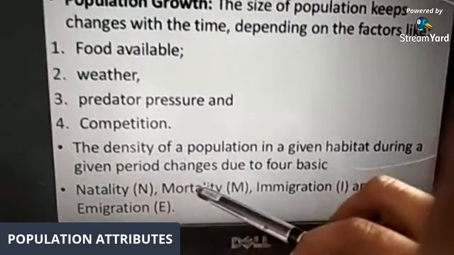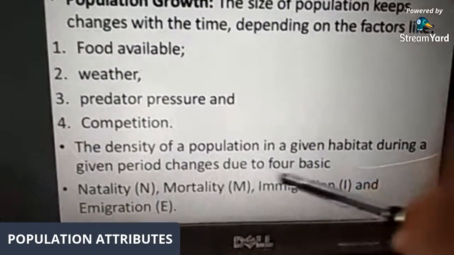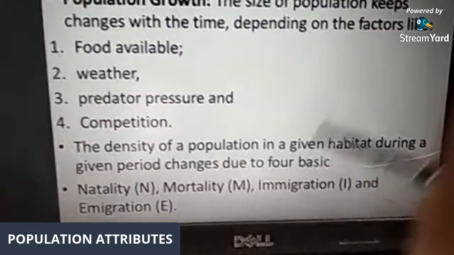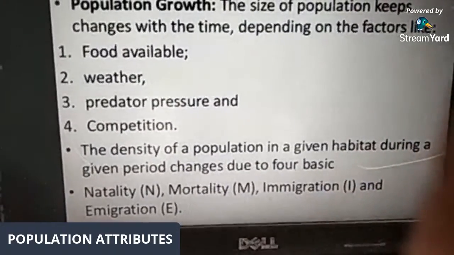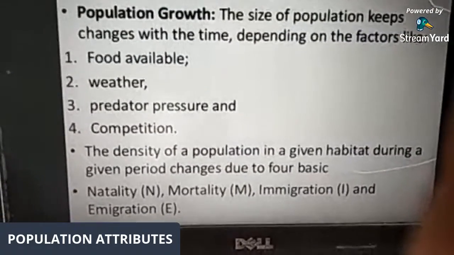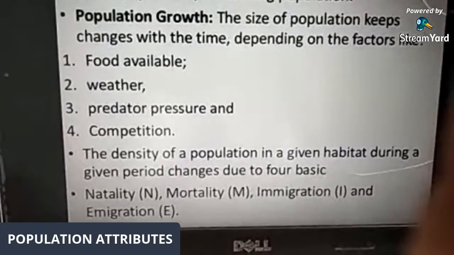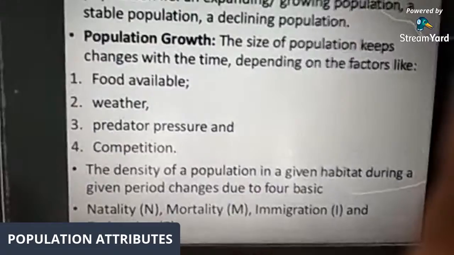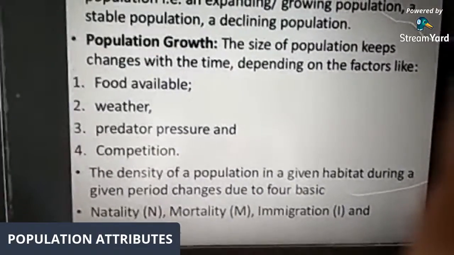Natality means the birth rate, mortality means the death rate, immigration means the inward movement, and emigration means the outward movement. Clear? Immigration and emigration are part of migration. Clear?